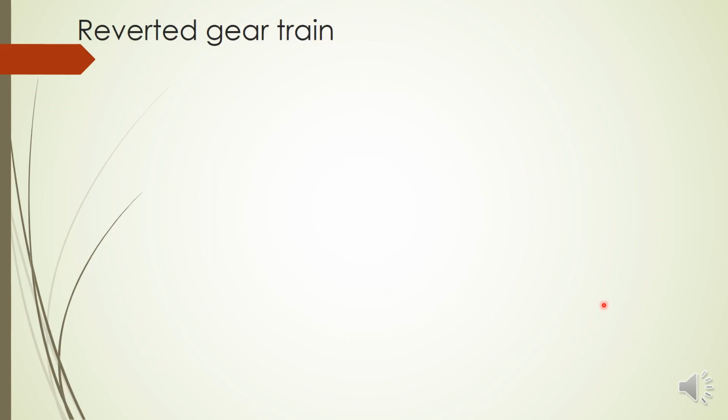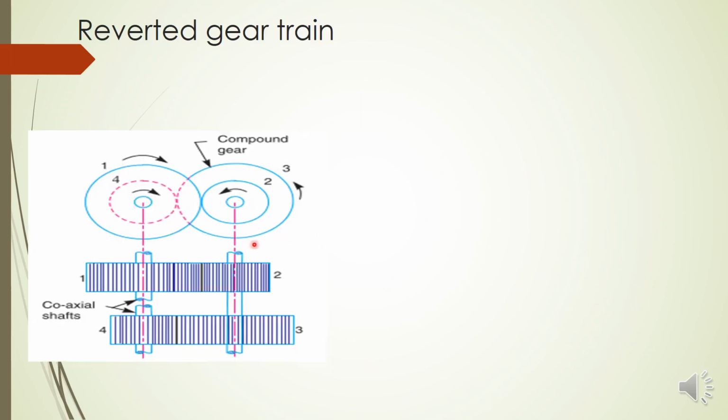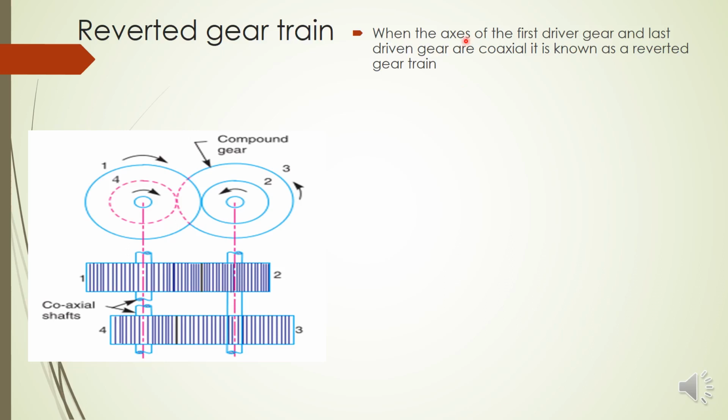It is a special type of compound gear train. So this is also a compound gear train. What is the difference here? Here you can see two gears are on this second shaft, 2 and 3. And the difference is the shaft of the first driver gear and the last driven gear are coaxial. They are on the same axis. So it is a special type of compound gear train where the axis of first driver gear and the last driven gear are coaxial.